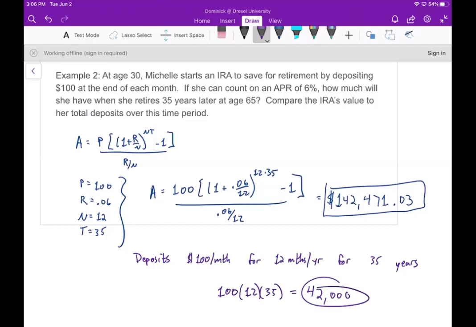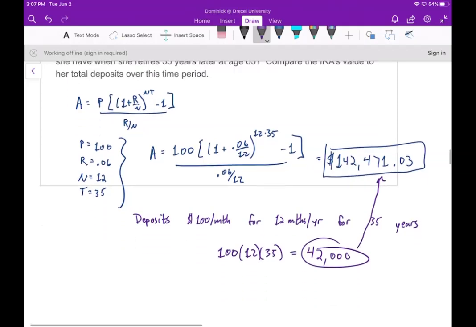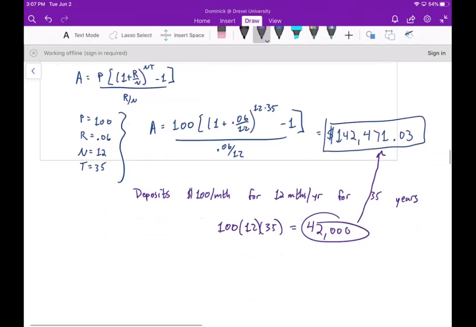Right, so you're seeing that you're gaining quite a bit of interest. You're gaining over $100,000 of interest by putting it into this account. All right, so you can see the power of using a savings account like this, right? So just depositing the money without interest, you're at 42,000, but with the interest, you're now over 142,000.